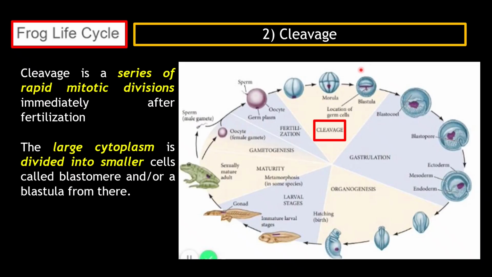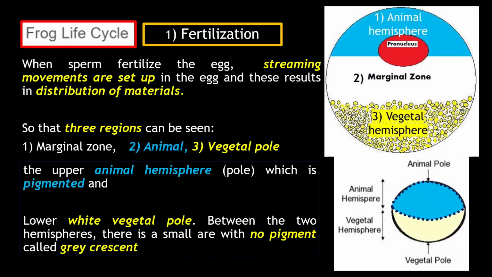Okay, so what is cleavage? Cleavage is a series of rapid mitotic divisions that happen after fertilization, in which the large cytoplasm is divided into smaller cells called blastomeres. Okay, so I'm going to show you some pictures of the morula and the blastula in more detail, so you remember them and keep the concepts with you.